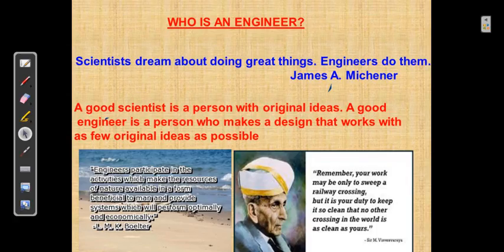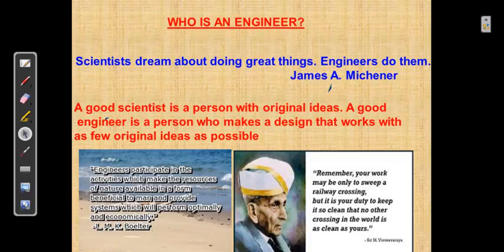Who is an engineer? Scientists dream about doing great things, engineers do them. Who said this? James A. McNair. A good scientist is a person with original ideas. A good engineer is a person who makes a design that works with as few original ideas as possible.